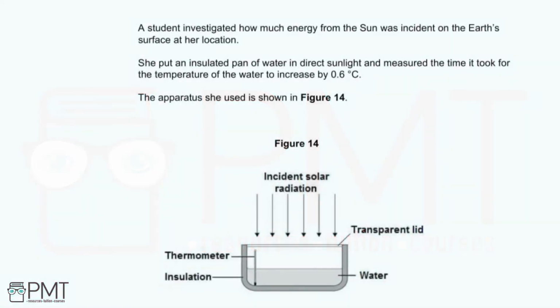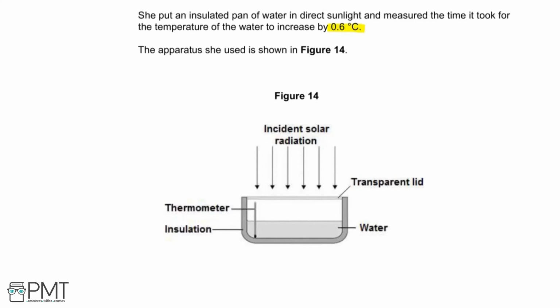A student investigated how much energy from the sun was incident on the Earth's surface at her location. She put an insulated pan of water in direct sunlight and measured the time it took for the temperature of the water to increase by 0.6 degrees C. The apparatus she used is shown in figure 14. You can see there's the apparatus as described.